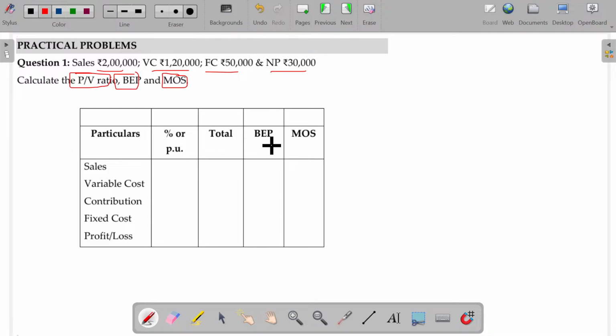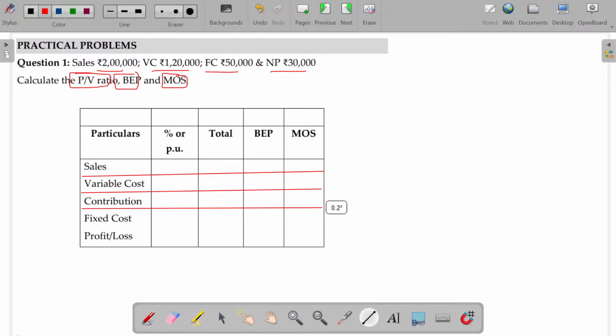So, what are the basic assumptions you have to make? In BEP, we don't have profit. In case of MOS, we don't have the fixed cost. So, you now fill all the cells. In the per unit or percentage column, you have to stop with the contribution. Don't calculate the fixed cost per unit as well as profit and loss per unit.